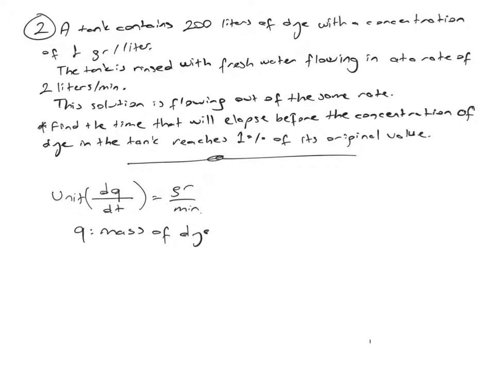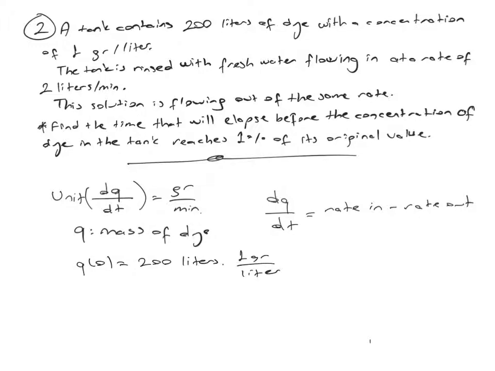And let's remember the general formula for differential equations. dQ over dt is equal to rate in minus rate out. The tank contains 200 liters of dye with a concentration of 1 gram per liter. So the initial amount of dye in the tank is given by 200 liters times 1 gram per liter, and it's equal to 200 grams. So Q0 is equal to 200 grams.